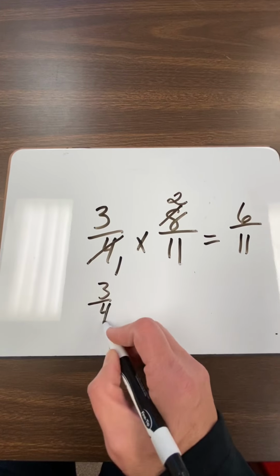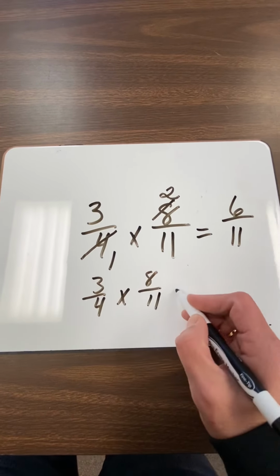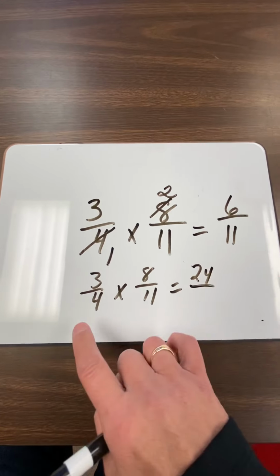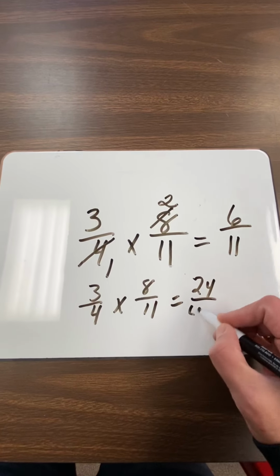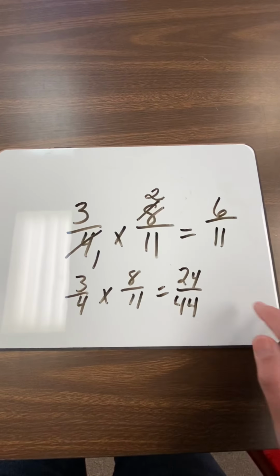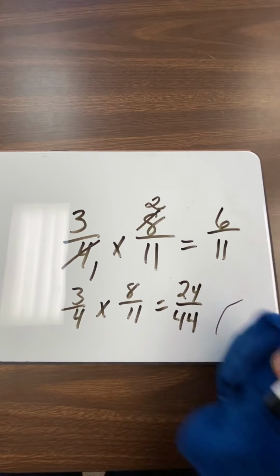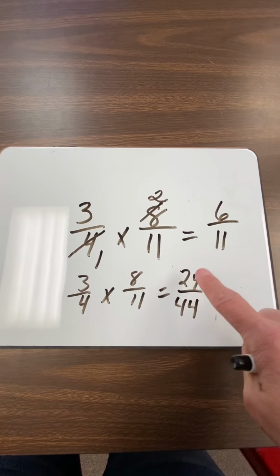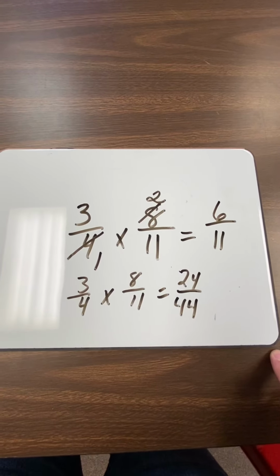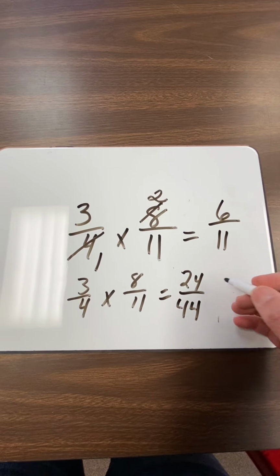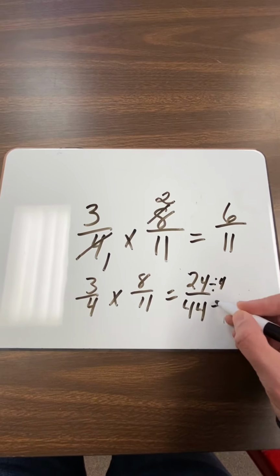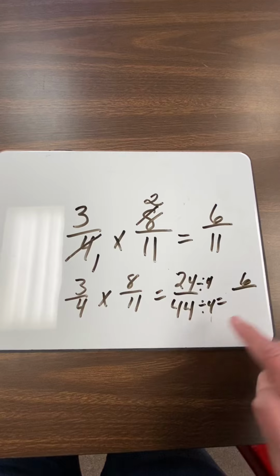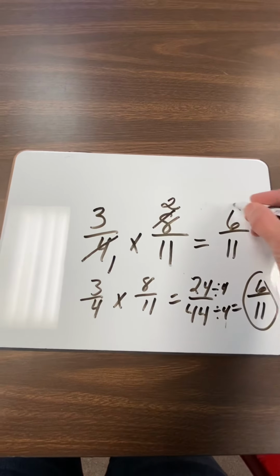Say you didn't want to cancel out. Then we go 3 times 8 is 24. 4 times 11 is 44. But in this case, we can't leave it like this because it's not in simplest form. What is a number that can go into 24 and 44? I'll give you a few seconds to think. 4. If you divide each one of these by 4, 24 divided by 4 is 6. 44 divided by 4 is 11. You get the same answer.